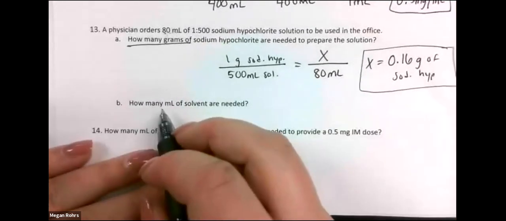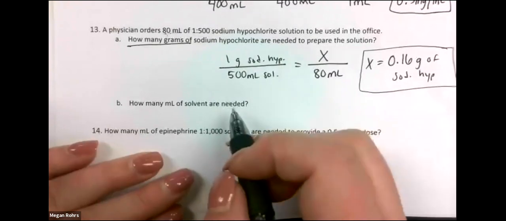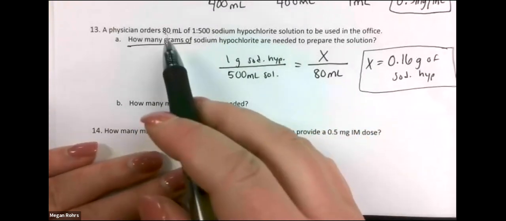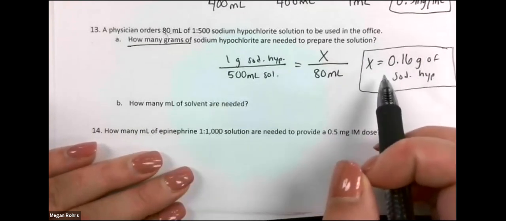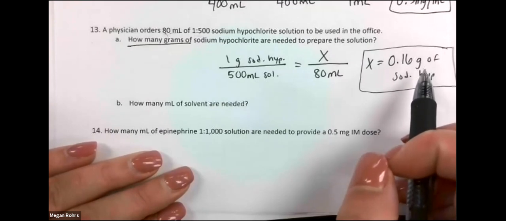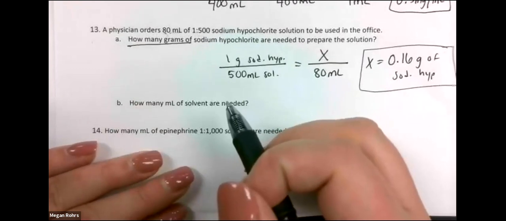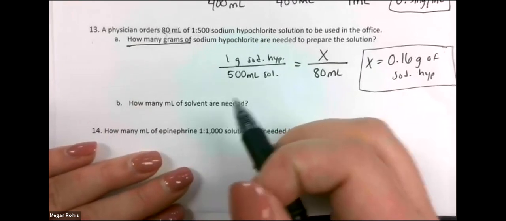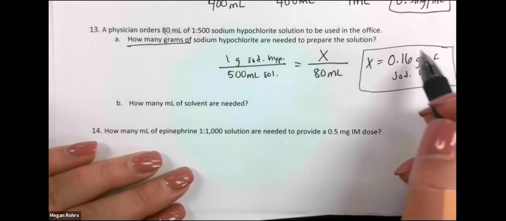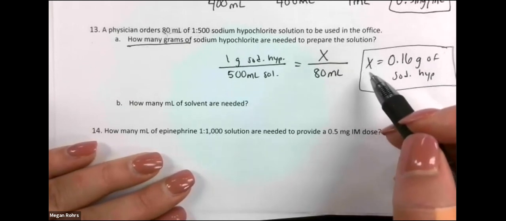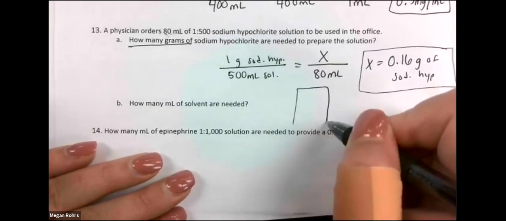Now it says, how many mils of solvent are needed? Well, let's think about what's happening here. We are taking 0.16 grams of this sodium hypochlorite, so that's going to be in a powder, and we're making a total of 80 mils of solution. So remember, if you ever have a weight per volume, like we do here, I cannot tell how much volume this powder will take up when it dissolves, because we're going to put that in a container.